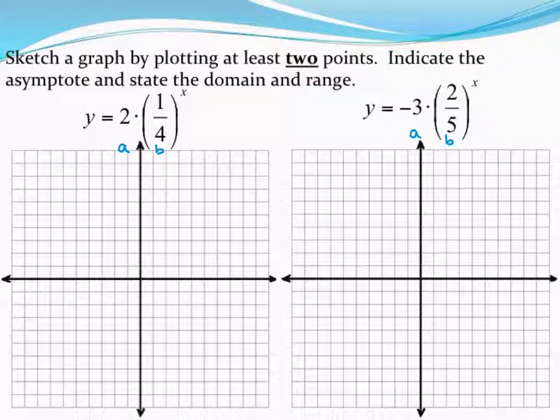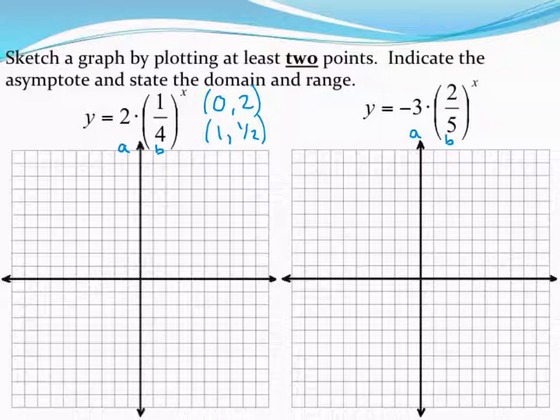So I'm going to plot 2 points. One way to do them is to do that (0, A) trick. And then (1, A times B), well, 2 times a fourth is 1/2. Or what I would recommend doing is just use the table on your calculator to find some points. So you could actually find some that aren't fractions, like if you don't want to deal with that (1, 1/2), find some points that aren't fractions using your table.